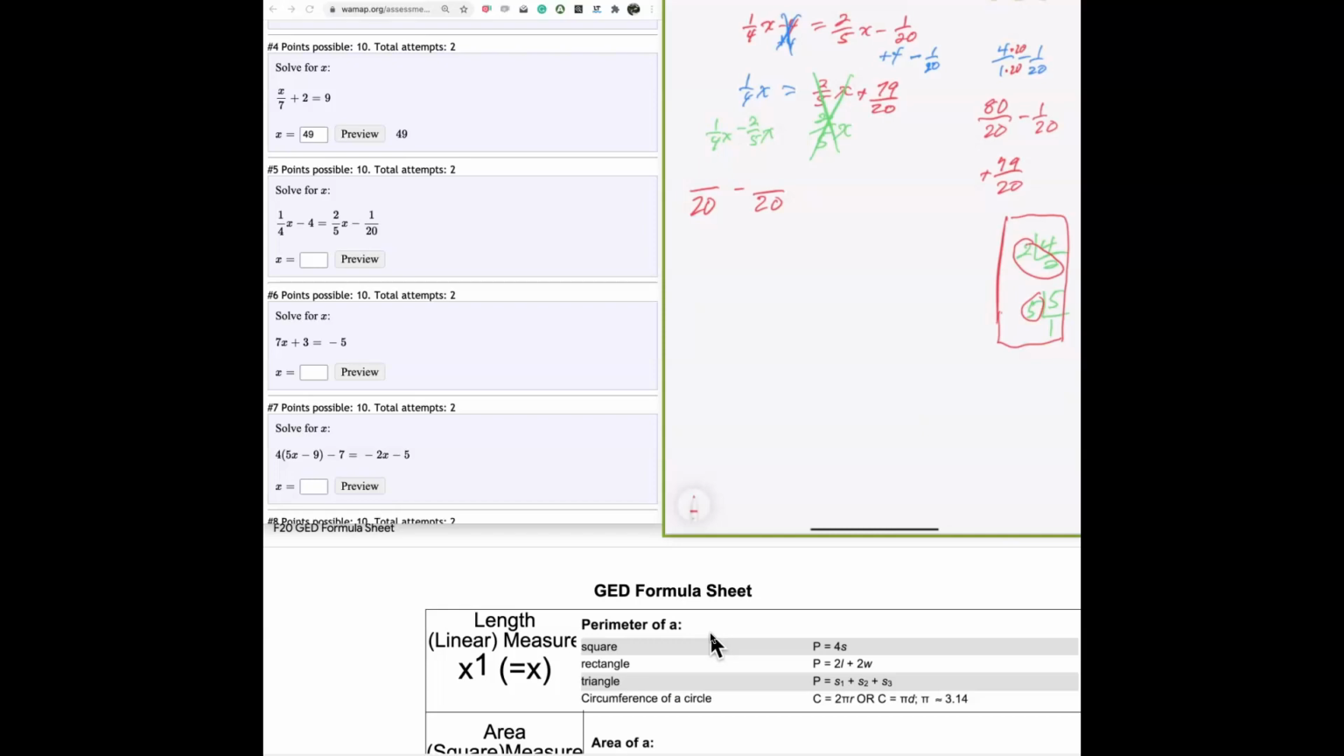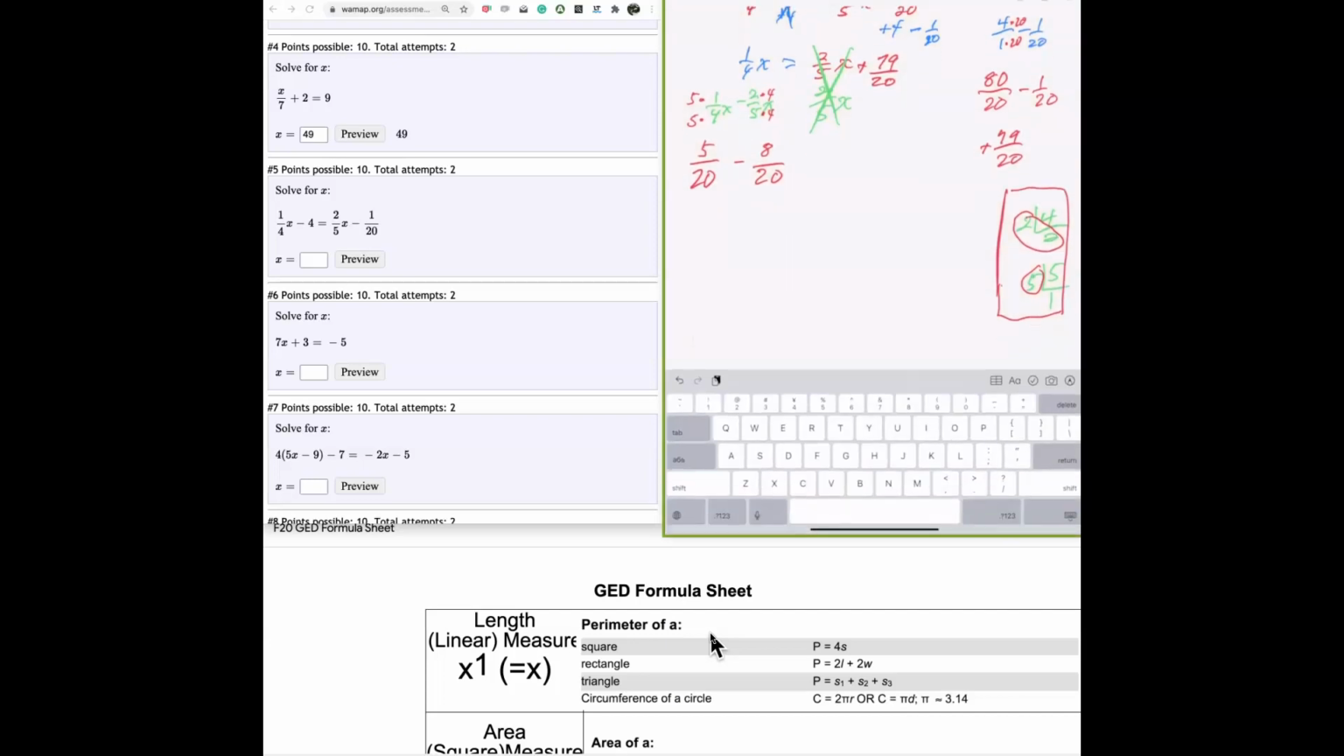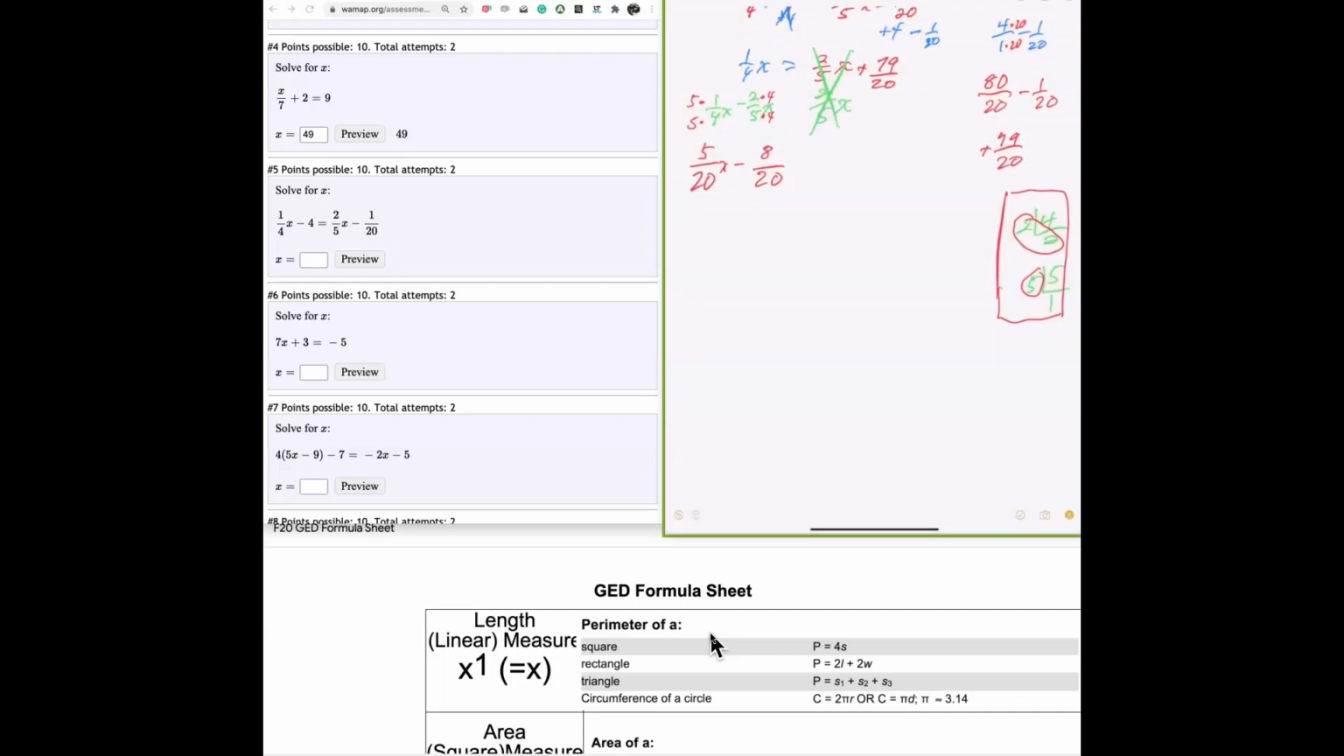All right, so we're going to change these to 20ths. We're going to multiply this fraction by 5 over 5, which is the equivalent of 1, and that's why it's an equivalent fraction. The value isn't changed, but it looks very different. So we're going to have 5 over 20 minus 8 over 20. And that's going to give us negative 3x is equal to 79 over 20.